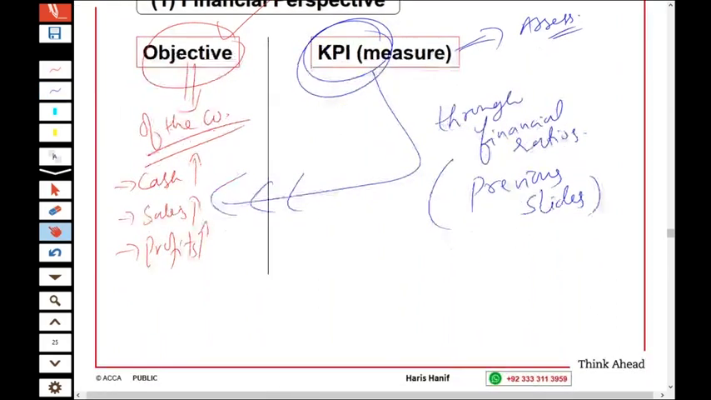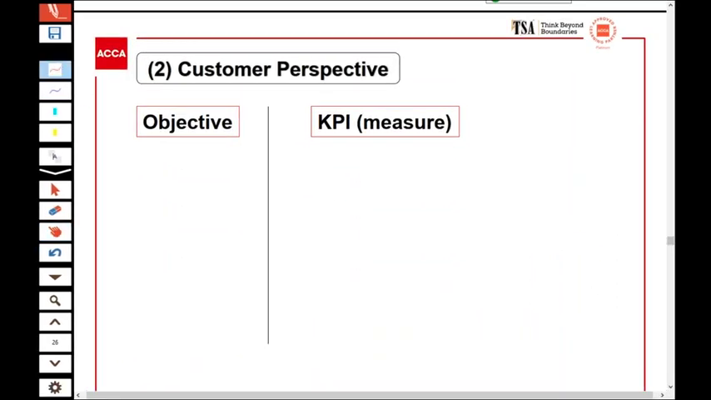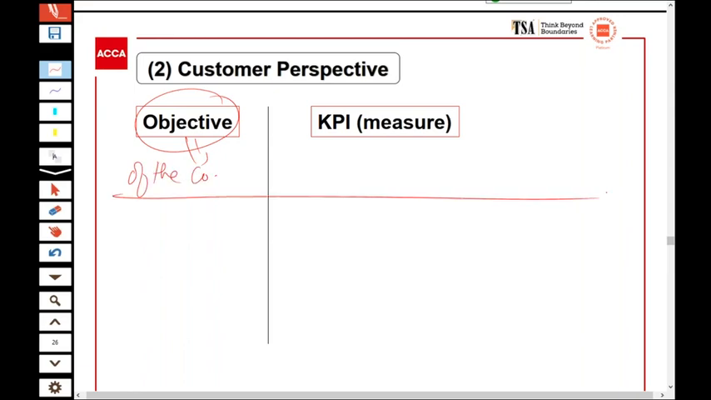Number two is that customer perspective. Now, what is the objective? This is not the objective of the customer. This is the objective of the company from the customer perspective. If I am the head of the organization, or the head of the department, then from the customer perspective, my objective as a company would be that I should have more customers.